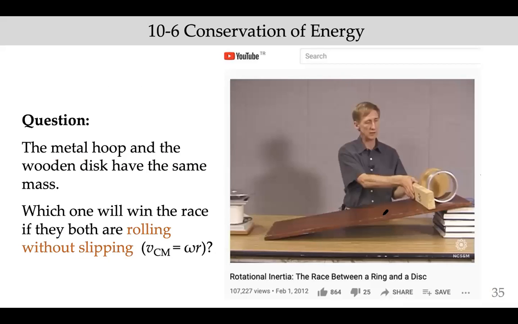Okay, here's a question. Now we have a short video and I will play it, but let's read the question first. We have the metal hoop and the wooden disc. So we have two discs here. One of them is metal, the other is wood, but it doesn't matter. The material doesn't matter. They have the same mass, and they have the same radius r.